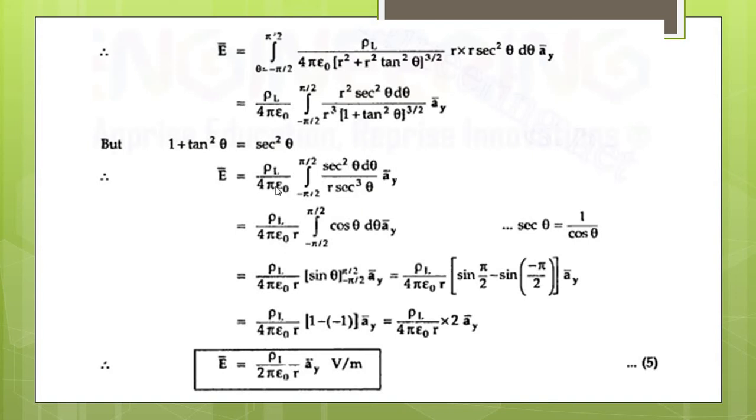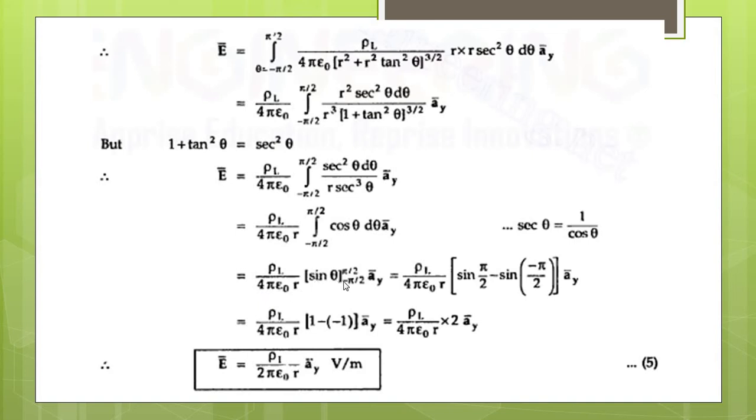So we get rho L by 4 pi epsilon naught integral from minus pi by 2 to plus pi by 2. Here the secant square is gone, so we have only d theta a y in the numerator, and in the denominator we have only secant theta. So 1 by secant is cos theta, and in place of this we can just write cos theta into d theta into a y. Now we can integrate this cos theta over the interval minus pi by 2 to plus pi by 2. The integral of cos theta is sin theta. This r also you can put outside the integral, and we got here rho L by 4 pi epsilon naught r into sin theta.